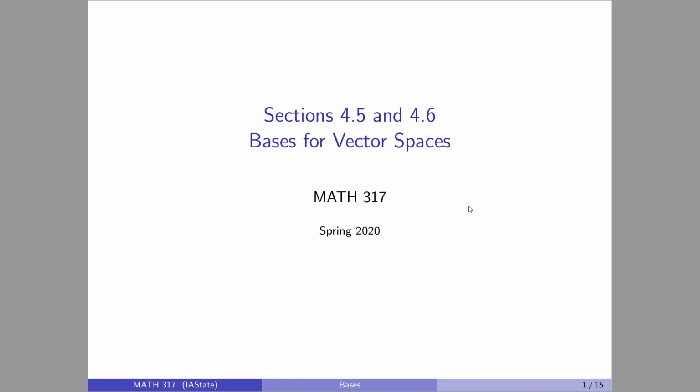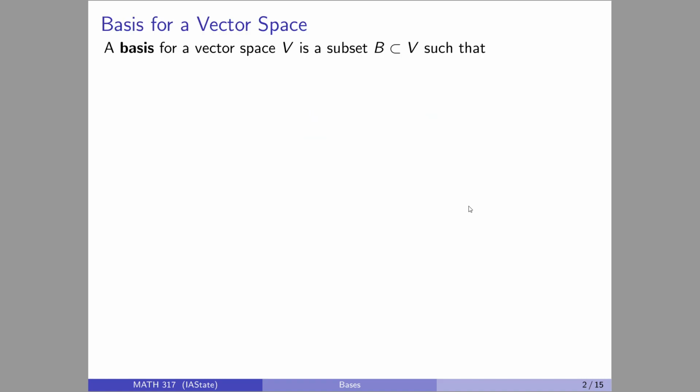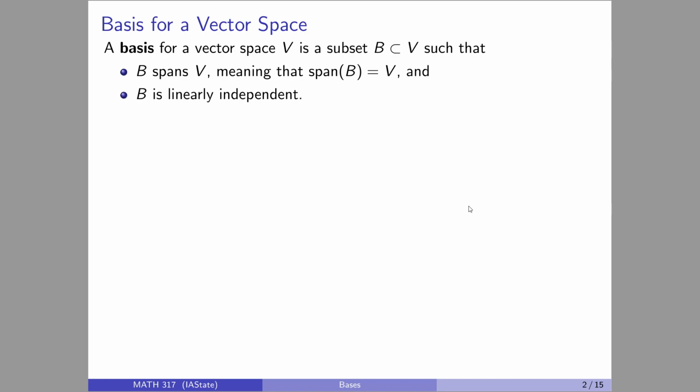So let's start off by reminding ourselves what we've been talking about. We're talking about bases for vector spaces, specifically a type of basis that's called a Hamel basis, as we discussed in person. And these are subsets of vector spaces that do two things. First off, they span the vector space, meaning that the span of the set B is all of V, and that the set is linearly independent.